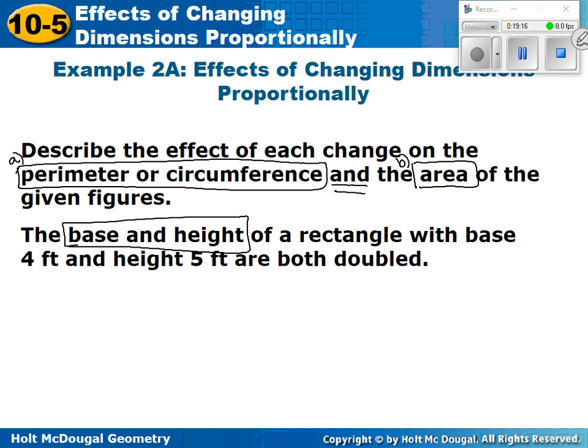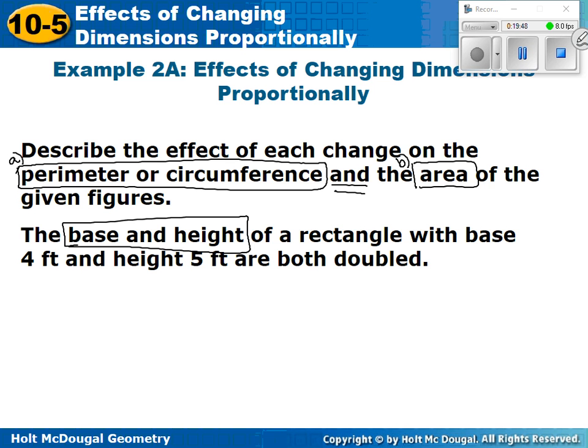So what shape are we dealing with? Rectangle. What's my area formula for a rectangle? Base times height. This says area and perimeter, so now let's write down perimeter. What's the perimeter formula for a rectangle? Okay, you can do 2L plus 2W, but I'm going to stick with 2 base plus 2 height just because we're calling them base and height for area as well. Okay, again, we're going to look at just using the formulas first.